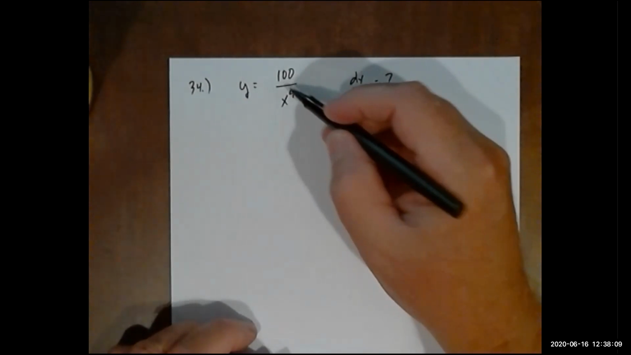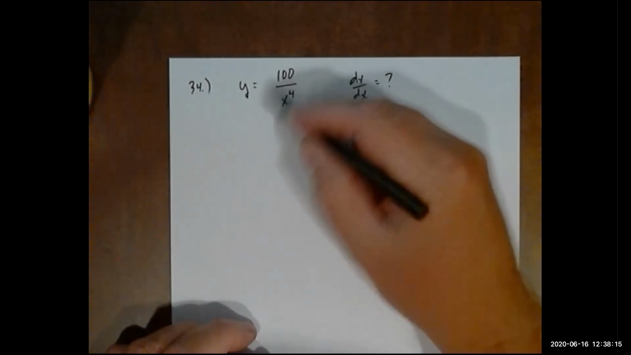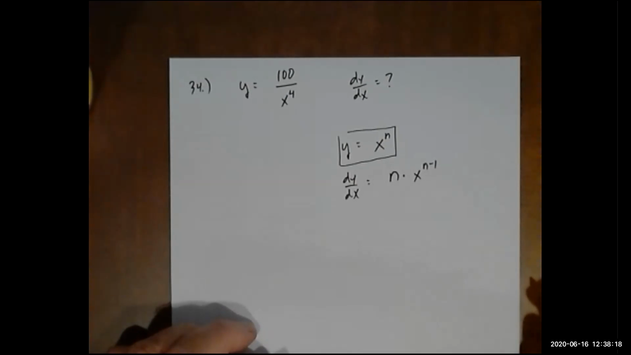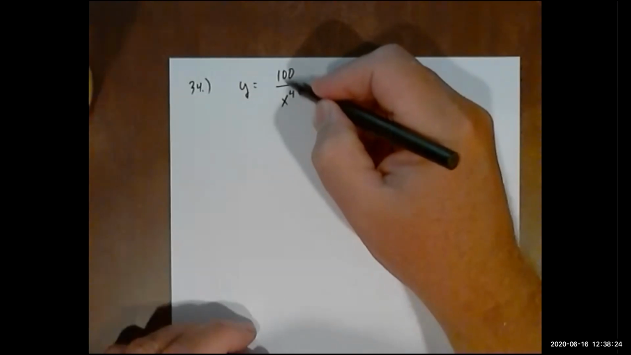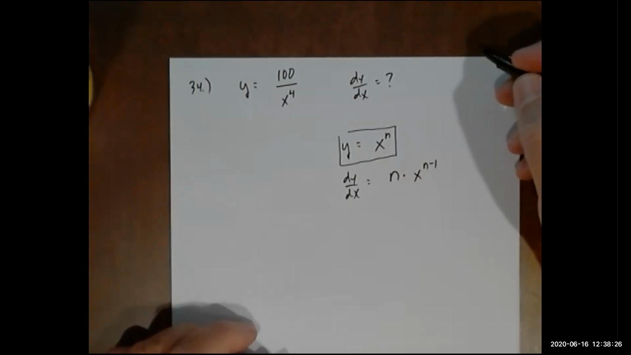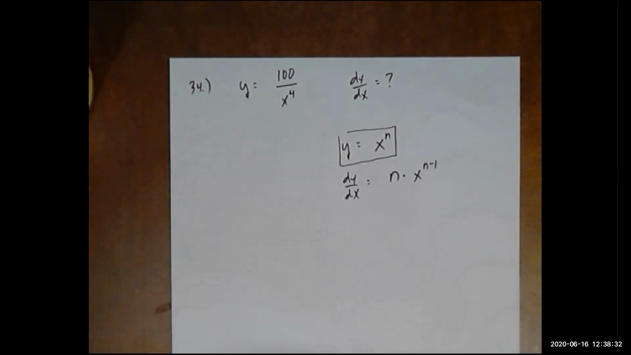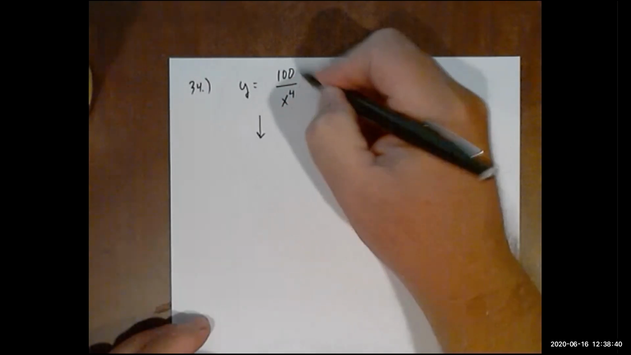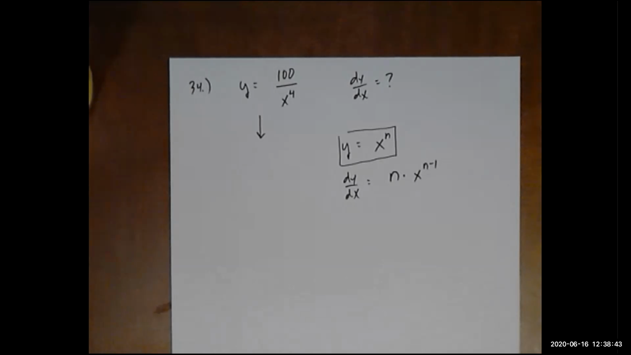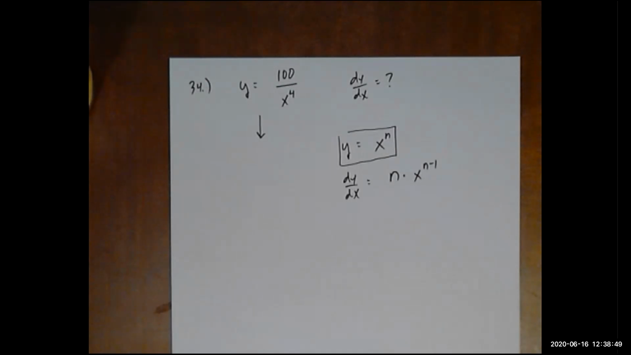So this power rule applies for this situation. Now I look at my problem. I have 100 over x to the 4th. As this equation is currently written, I cannot use the power rule because the power rule doesn't apply when you have your variable in the bottom of a fraction. The power rule applies when it's just a term like this by itself. So what I'm going to do is try and rewrite this equation so that it fits this form.